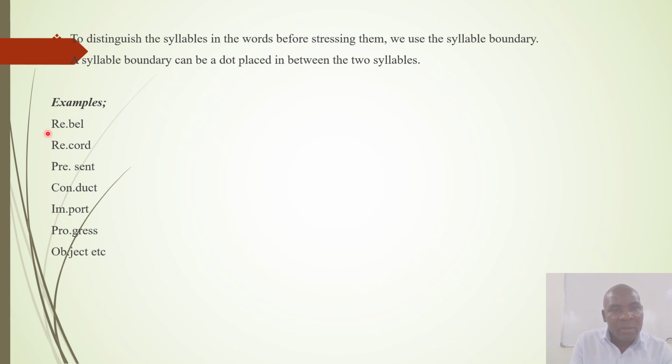In this word, we are having 2 syllables. There's re, then there's a dot, there's bell; there's re, then there's a dot, then cord; there's brain, then there's a dot, then send, and many others. So you can see the first syllable separated from the second syllable using the syllable boundary, which is coming out as a dot, so that you can see very clearly that from our examples, these words are having 2 syllables.